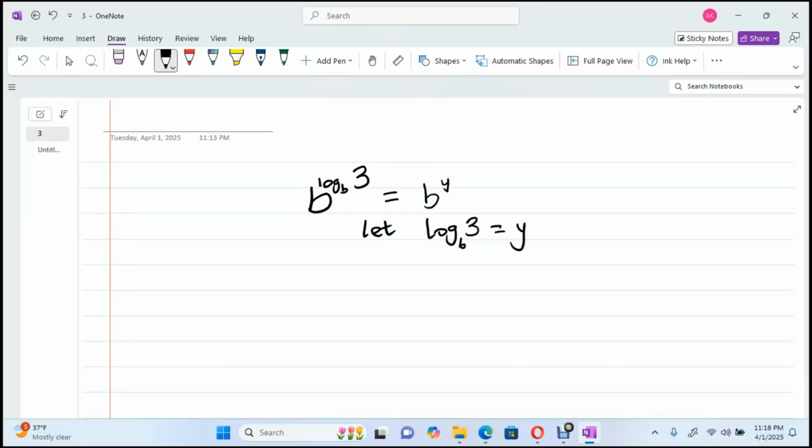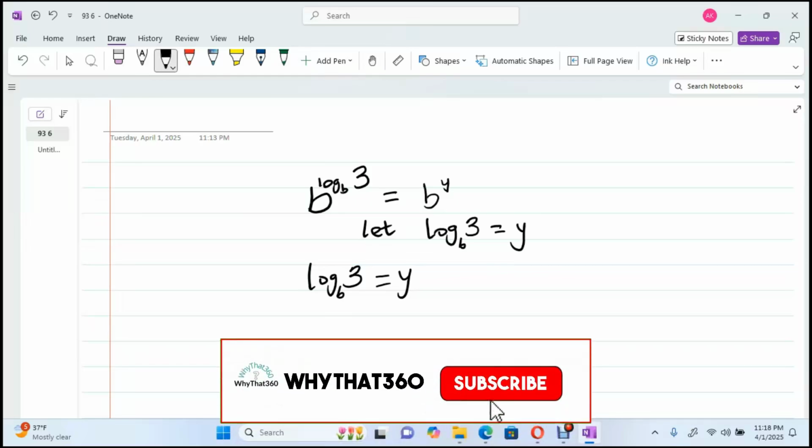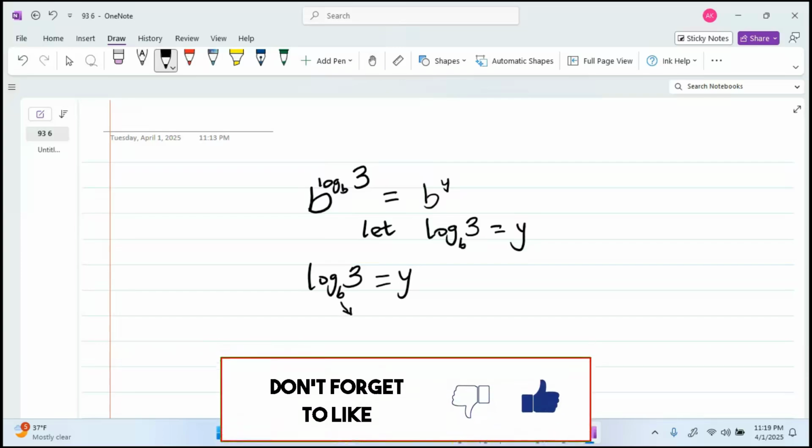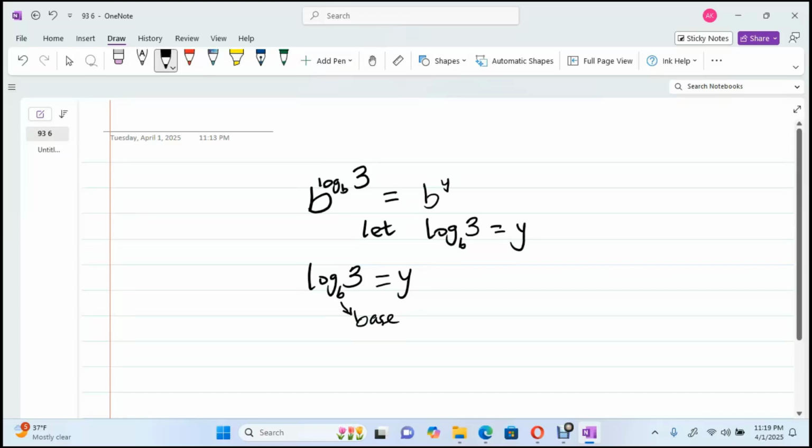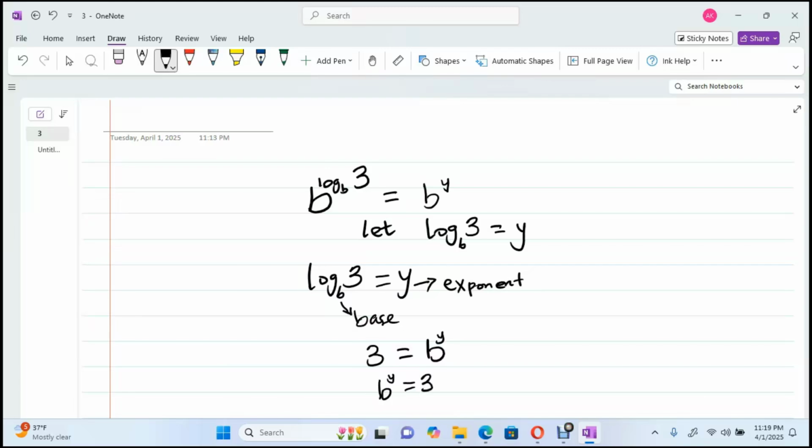Now let's focus on the log of 3 to the base of b, which is equal to y. From the definition of log, anytime you have an equation like this one, this b here is the base, and this y here, if we are to write it in exponent form, becomes the exponent of the base. If you remember that, we are going to get 3 is equal to b, the base, raised to the power the exponent. So 3 is the same as b raised to the power of y, which means that b raised to the power of y is also the same as 3. We are just rearranging.